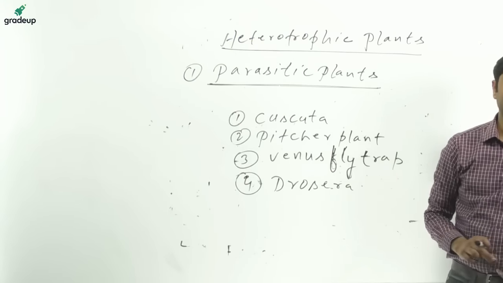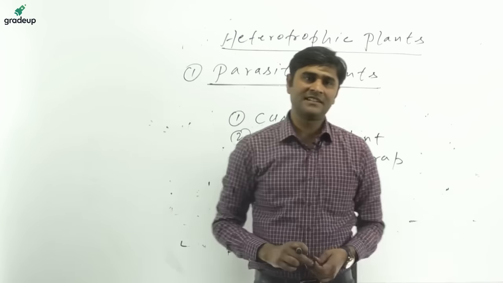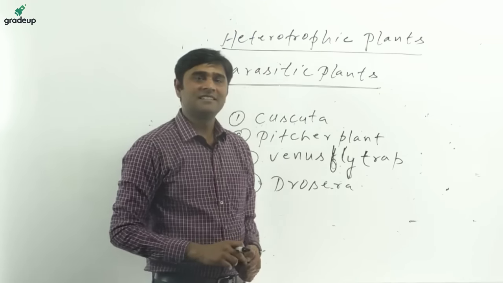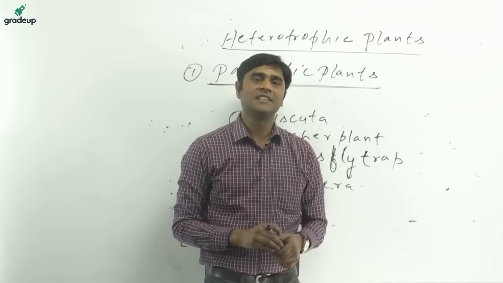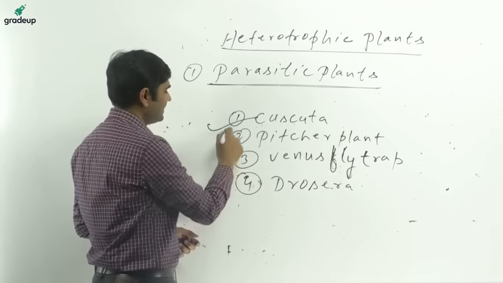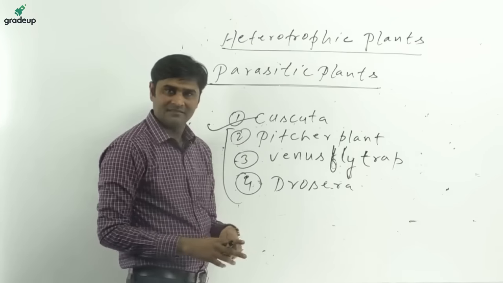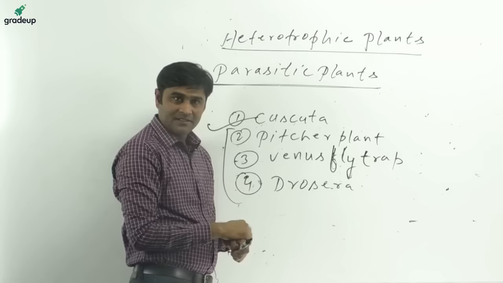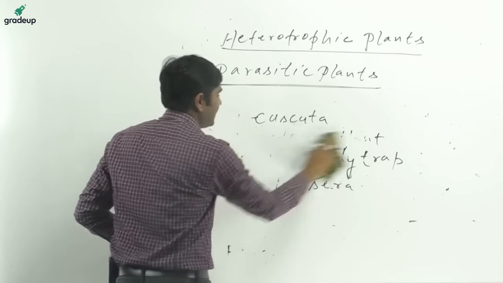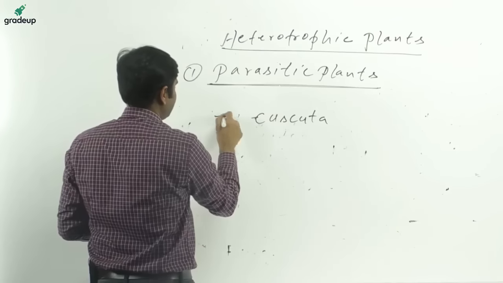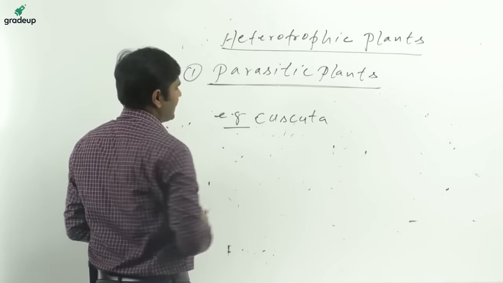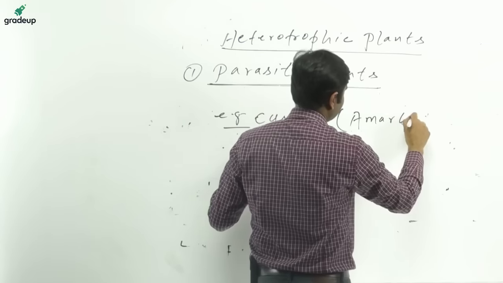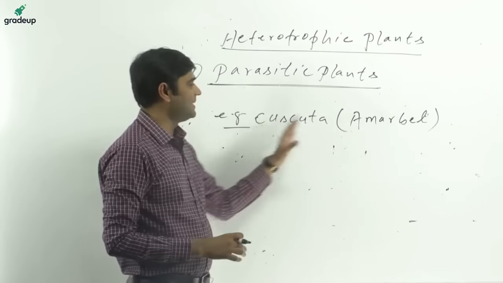So answer, Cuscuta, Venus flytrap, Cuscuta. Okay. Pitcher plant is the wrong answer, guys. Venus flytrap is also wrong answer. Right answer is Cuscuta. These three plants are insectivorous plants. It is also a heterotrophic plant, but these three are insectivorous plants. So, right answer is Cuscuta. Example of parasitic plant is Cuscuta. In Hindi, it is called Amar Bel.